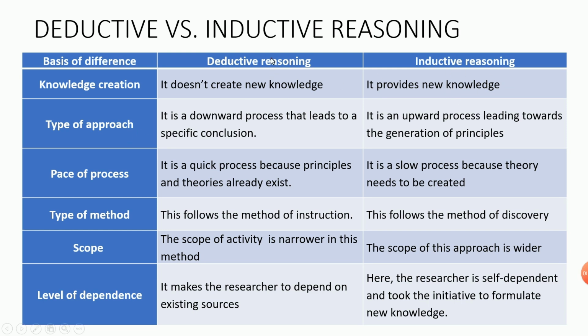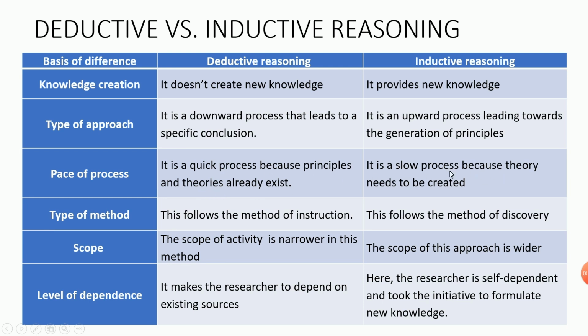Next, types of approach. Deductive reasoning is a top-down approach, a downward process, where we are trying to reach a specific conclusion. But the reverse version is inductive reasoning. The whole process is upward, where we are trying to reach the generation of principles or theories. Now, pace of process: deductive reasoning is very quick because principles and theories already exist.